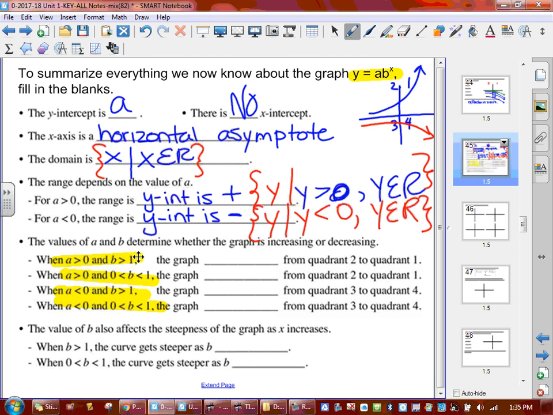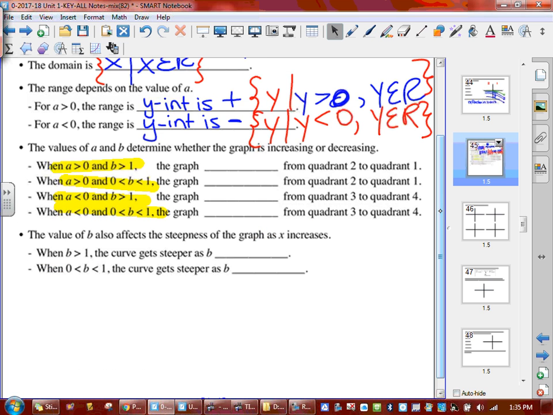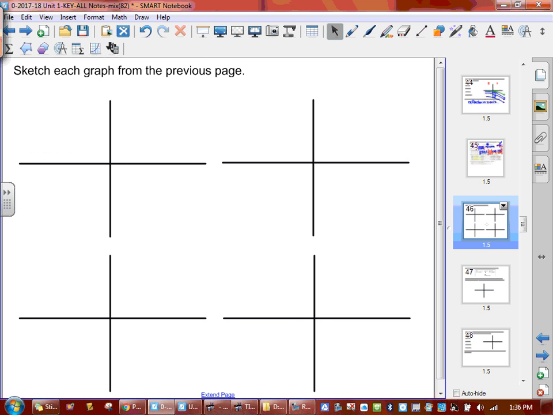Alrighty. Now, what happens with A and B and if they're decreasing? So what we're actually going to do is draw the graphs of these on the next page, and then we're going to fill in the information. Okay, we're actually going to sketch the graphs. So, let's jump to our graphs first. We're sketching each scenario. So here's scenario 1, where A is greater than 0 and B is greater than 1. Okay, that's scenario 1. Greater than 0, pardon me.